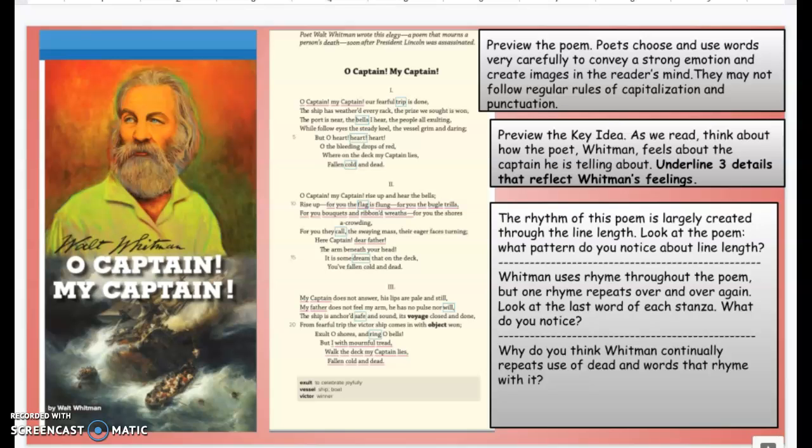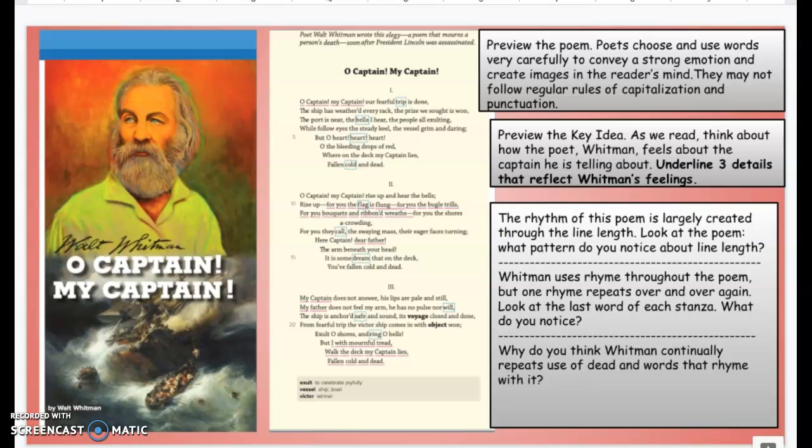Now I want you to notice how we organize a poem. Remember, we don't just call them paragraphs, we call them stanzas. Okay. Now, when we read this poem, I want you to be looking for 3 details that reflect Whitman's feelings. All right. So let's look at the key idea, what our purpose for reading is. How does the speaker in the poem feel about the captain?